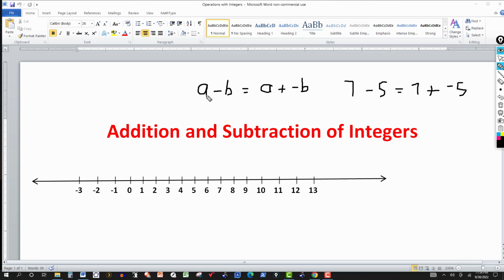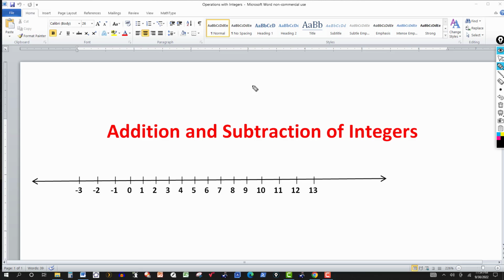But now if I rewrite it using this little rule here, then I just follow the regular rules. I'm adding numbers with different signs, 7 and a negative 5. So I subtract, since I'm adding two numbers with different signs. 7 subtract 5 is 2. And then the number with the larger absolute value is 7, and it has a positive, so the answer is positive 2.